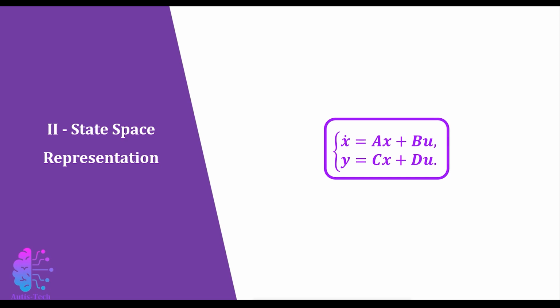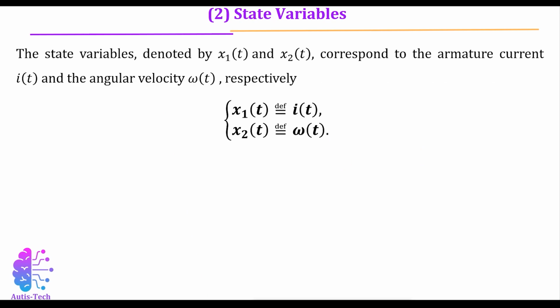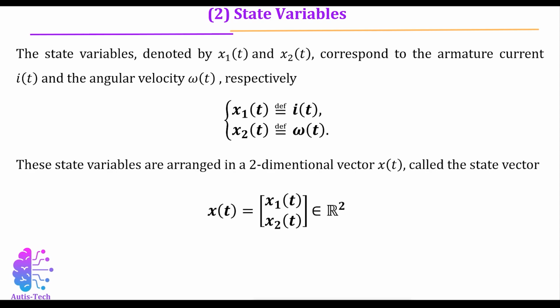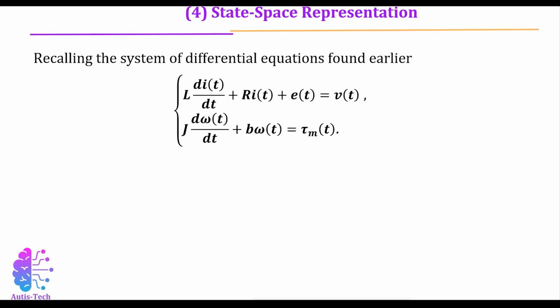For that, we need to define the control variable, the state variables, and the controlled output variable. The armature voltage V is considered as the control signal. The state variables, denoted by x1 and x2, correspond to the armature current I and the angular velocity omega, respectively. These state variables are arranged in a two-dimensional vector x called the state vector. Since our goal is to control the motor's velocity, the output variable is naturally chosen to be the angular velocity omega.